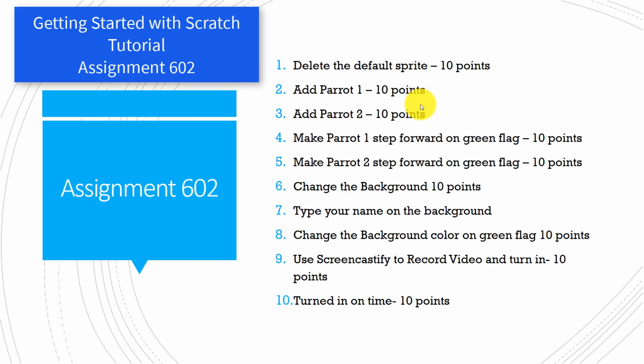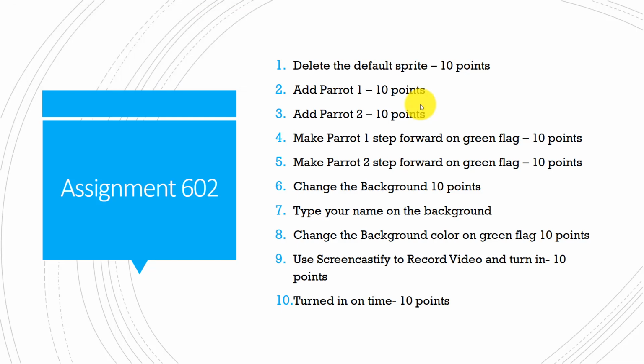In this assignment, we're going to get started in Scratch. We're going to delete the default. We're going to add two different parrots. We're going to make the parrot step forward on the green flag. We're going to change the background and type your name on the background, and also change the background color when we press the green flag.